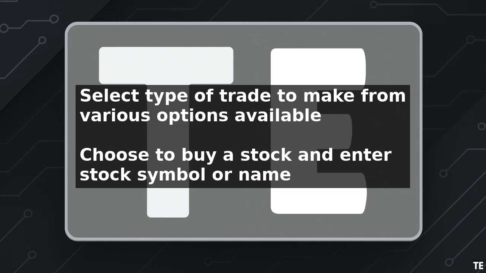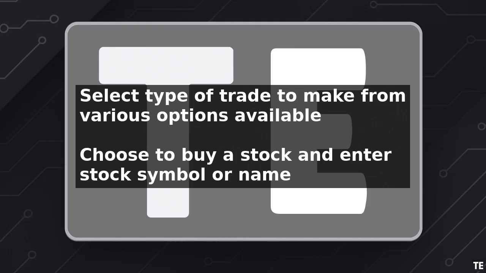Enter the stock symbol or name of the company you want to buy. You can also browse through a list of popular stocks or search for a specific company. Once you have selected the stock, click on the Get Quote button to view the current market price.